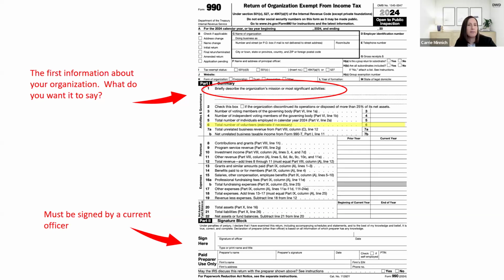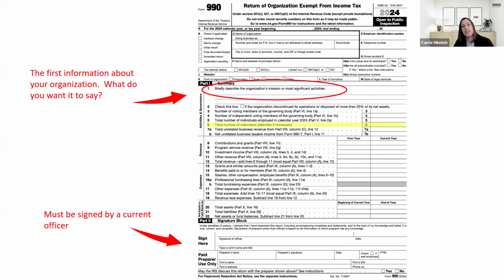Also, one thing that sometimes doesn't necessarily get done correctly is that the Form 990 needs to be signed by an officer of the organization. So an officer could be an executive director, or it could be like a board chair or a board treasurer. The key here is that it has to be signed by a current officer, which means the officer as of the date the 990 is filed.